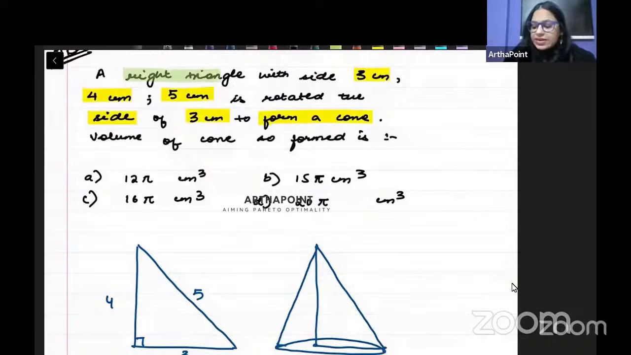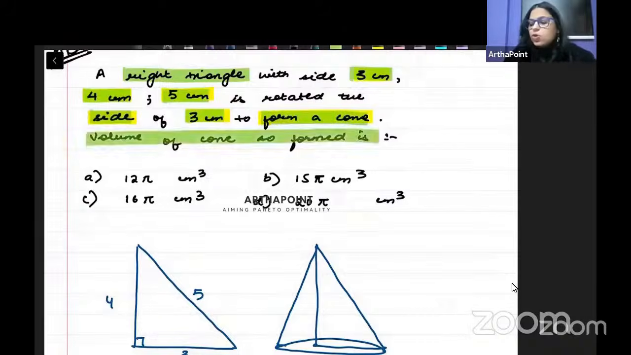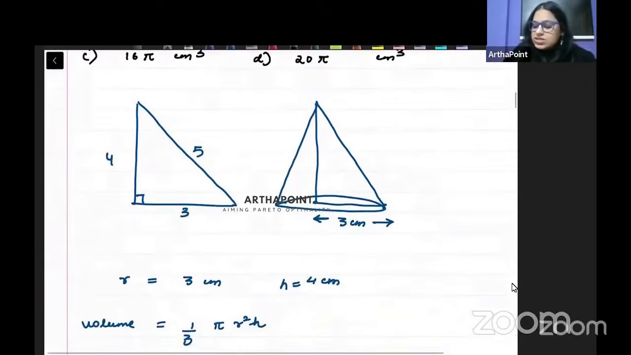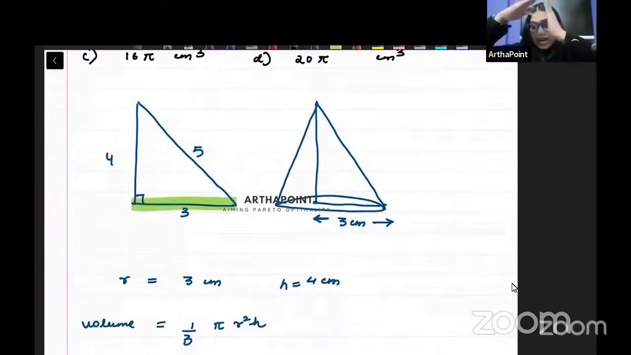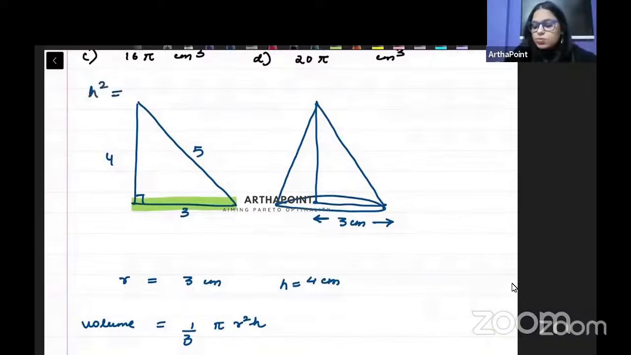You have a right angle triangle with sides 3, 4 and 5, and you are rotating side 3 centimeter and forming a cone. The question is, the volume of the cone formed will be. So this is my 3 centimeter. It's a right angle triangle. So clearly we need to understand that hypotenuse square should be base square plus height square. So hypotenuse is the biggest. So I can't have 5 here. This is common sense that we will have 5 in the hypotenuse, right?